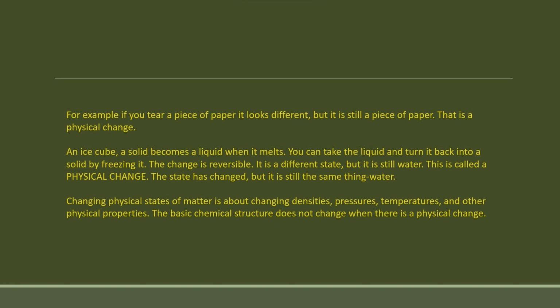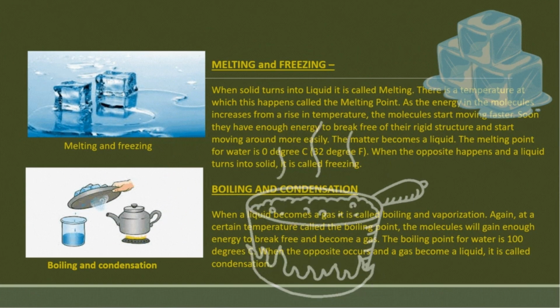Changing physical states of matter is about changing densities, pressures, temperatures, and other physical properties. The basic chemical structure does not change when there is a physical change. Melting and freezing. When solid turns into liquid, it is called melting. There is a temperature at which this happens called the melting point.